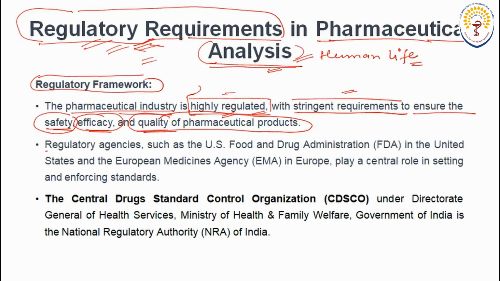Now there are many regulatory agencies. For example, in America, we have the US Food and Drug Administration, US FDA, or simply in short, we call it FDA. And there is the European Medicines Agency, EMA. They are the central agencies. They play a very important role in setting these standards.